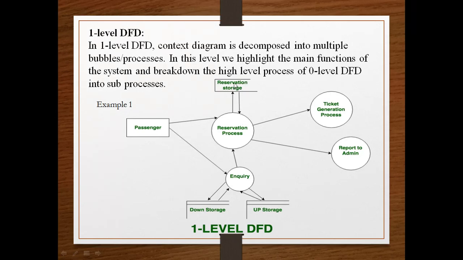If the ticket is available, it will go to the ticket generation process in detail and generate the ticket. Else, in any condition, whether the reservation is done or not, the report is given to the admin. So this is your first level diagram where you are going to do more processing in detail.